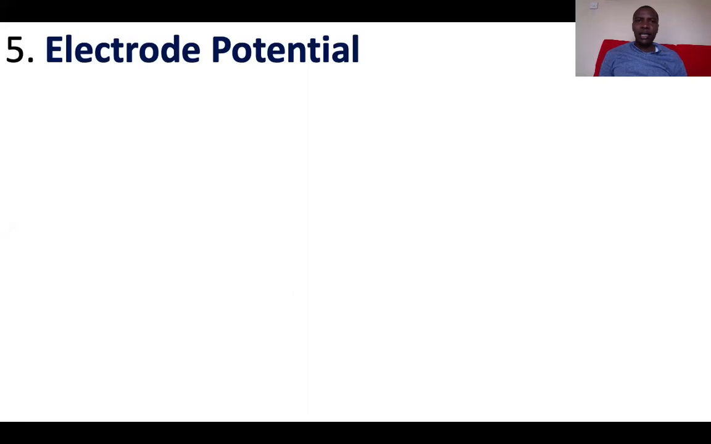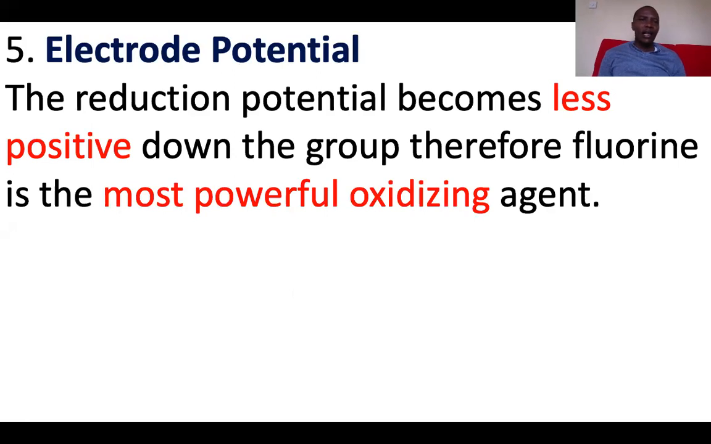So remember last time we were trying to look at electron affinity, bond energy, melting points and boiling points and other things. So today we're starting with the electrode potential. That is our number 5. Electrode potential: the reduction in the electrode potential usually becomes less positive down the group. Therefore, it means that fluorine is the most powerful oxidizing agent.